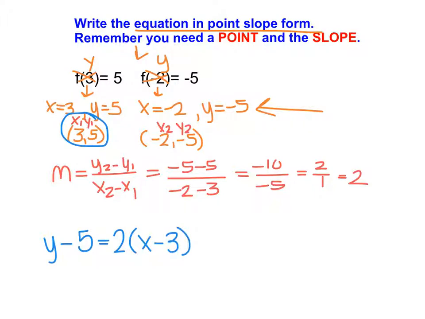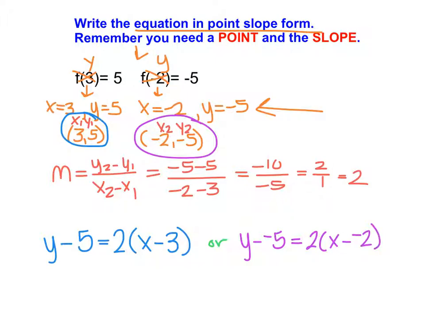Then remember, we have 2 possibilities here because we actually have 2 points on this line. So if we picked this point here in purple, we would have y minus our y coordinate of negative 5 is equal to 2 times x minus our x coordinate of negative 2. Utilizing keep, change, I would have y plus 5 is equal to 2 times x plus 2.